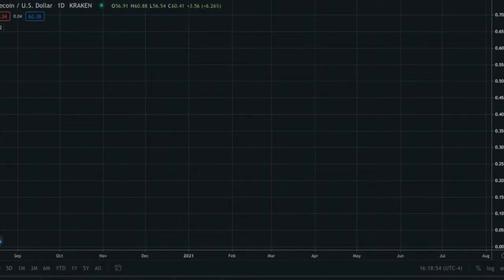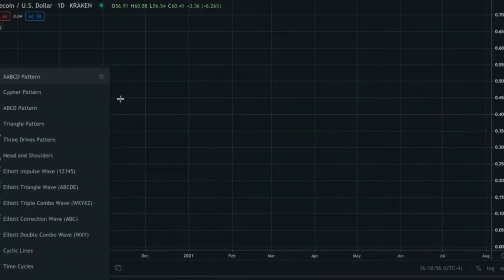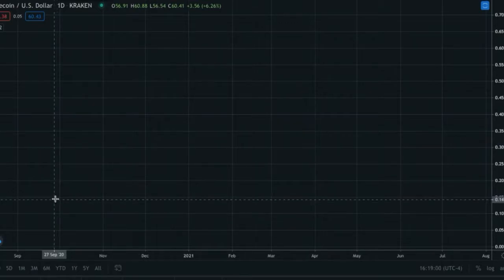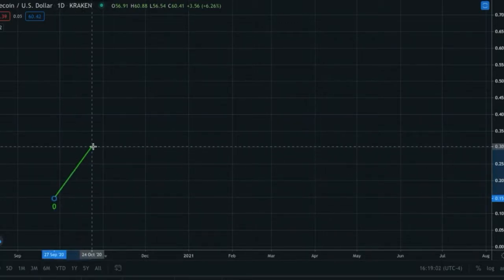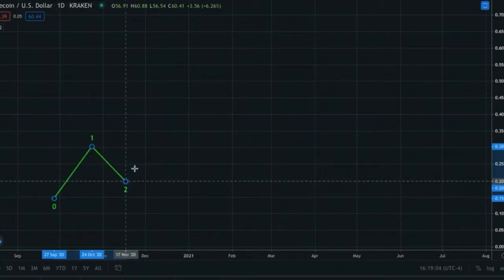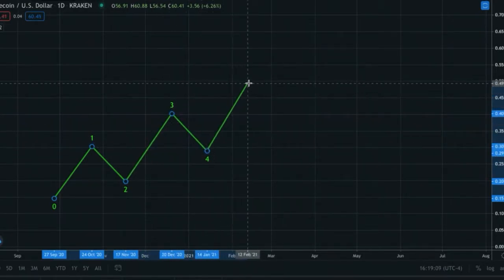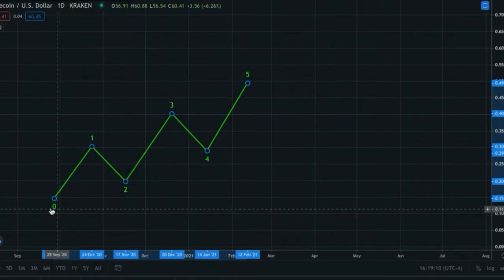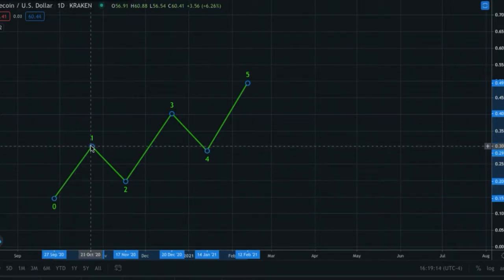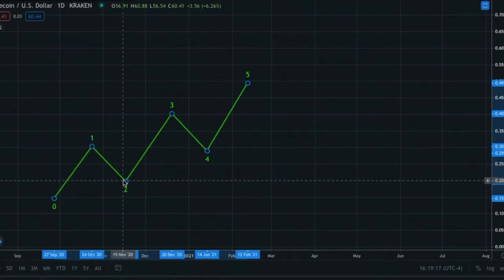So we're going to start off with the basics. The most important thing right off the bat, I'm going to use the Elliott Impulse Wave tool, and we're just going to draw a basic uptrend. It's very simple, there's not much to it, and it should be easily identifiable. We're starting down here at a low value. We come up to a higher value. We come back down and find a higher low from the initial point. And then we come up and put in a higher high.